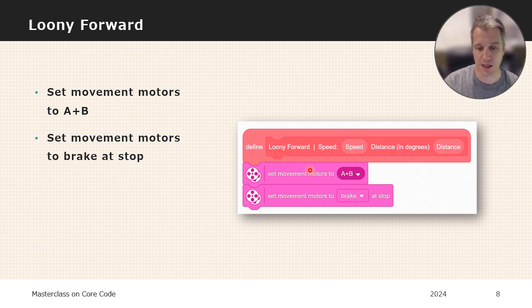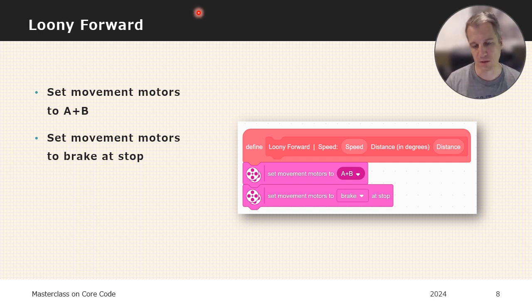All right, Looney. So let's go ahead and add a couple blocks here onto our code. This is our high level My Block, and we have set the movement motors to A and B and set the movement motors to brake at stop. So setting the A and B is telling the robot that our movement motors are: the front left wheel is A, the front right wheel is B. Those are the two motors. So that gives the robot an idea of what motors to turn when we're telling it to go a certain distance or turn left or right.